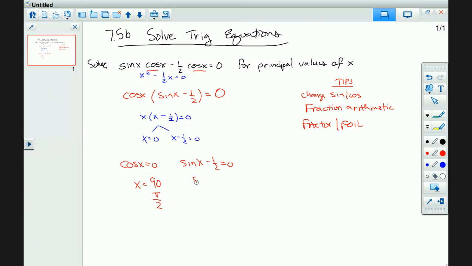Where is sine x 1/2? Between negative 90 and 90. Those are principal values. Yep. Which is pi/6. Okay, so you actually have two answers here that satisfy that equation. All right. So factoring and foiling is one of those methods you can use.